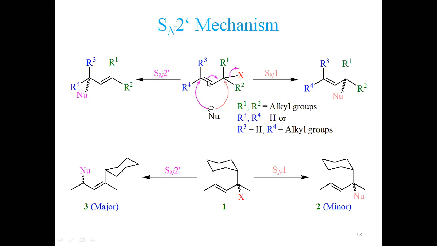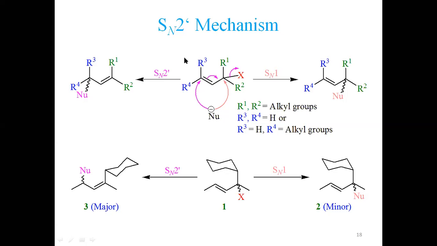Therefore, we cannot call this SN2. SN2 only involves the case where the leaving group leaves and the nucleophile approaches the same carbon. That is called SN2, but that is not what is taking place here. Here the leaving group is leaving and the nucleophile is approaching a different carbon, so it is not an SN2 mechanism. We cannot call this Walden inversion. So this is SN2 prime. SN1 always competes with SN2 prime, and SN2 always competes with SN1 prime in fact.